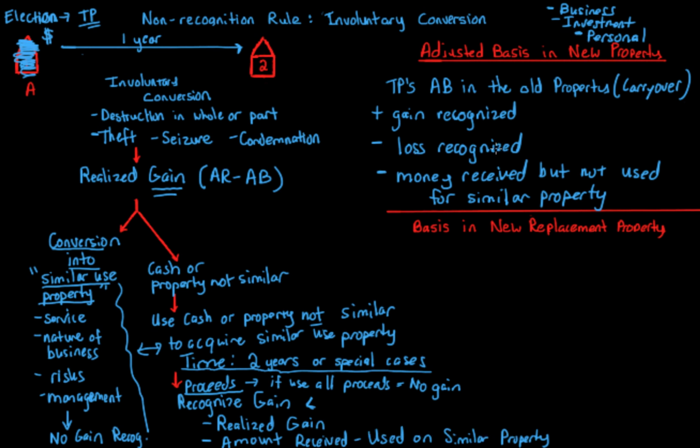Minus any loss recognized. We don't have that, and it's going to be very rare for you to have that here. Minus the money received but not used for similar property. We got $450,000 in proceeds, but we only used $400,000. So that's $50,000 we subtract out. So $350,000 plus $50,000 gain recognized minus $50,000 money received but not used gives us the basis in the new replacement property of $350,000.